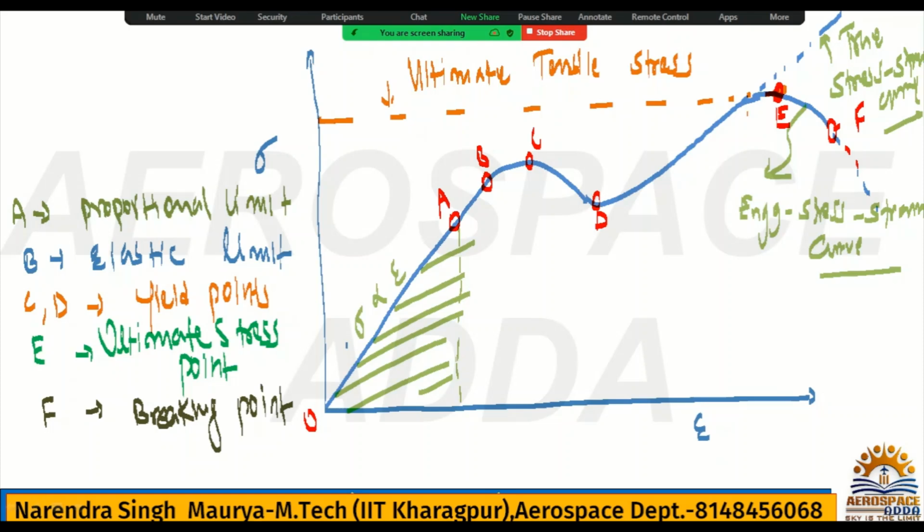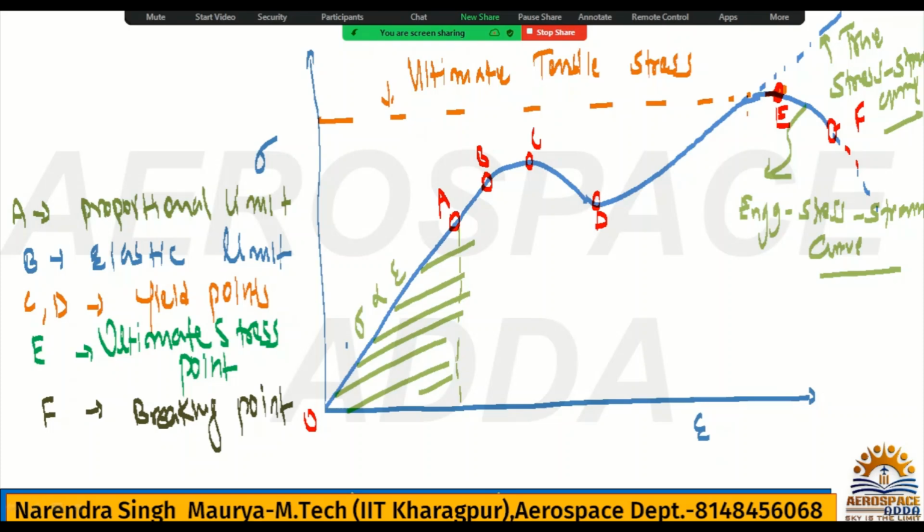Then what will be the point B? Obviously, it is also just point A. In a few books, A and B are the same, but here we have different points. So point B is slightly beyond point A and is known as the elastic limit. Up to point B, the material will regain its original size and shape when the load is removed. This indicates that the material has elastic properties up to point B. All right, up to point B.